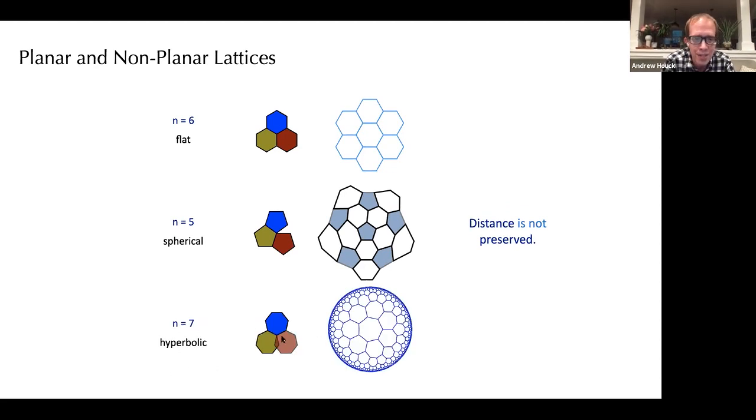For hyperbolic space, the polygons are too big. So here I'm looking at heptagons. But if you make them smaller as you go away from the center, you can actually realize a graph in a 2D plane that is a tiling of heptagons.